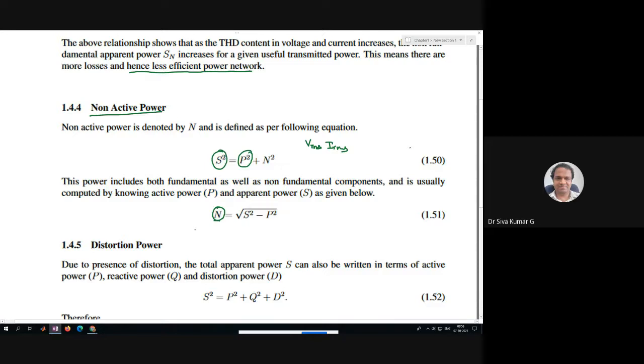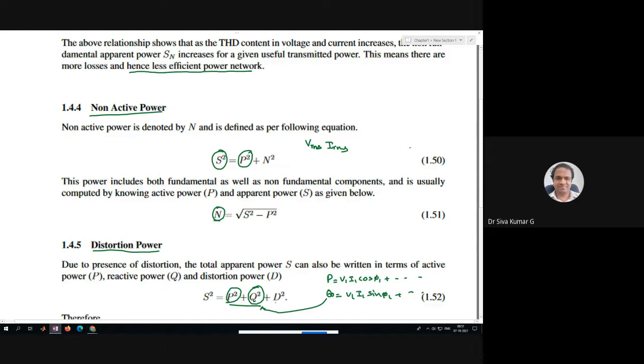Now there is one more term, which is the distortion power. We can know about the average power, and we can know about the reactive power. Other than these powers, we have seen V1 I1 cos phi 1 and so on are all P, and Q is equal to V1 I1 sin phi and so on are all reactive powers.